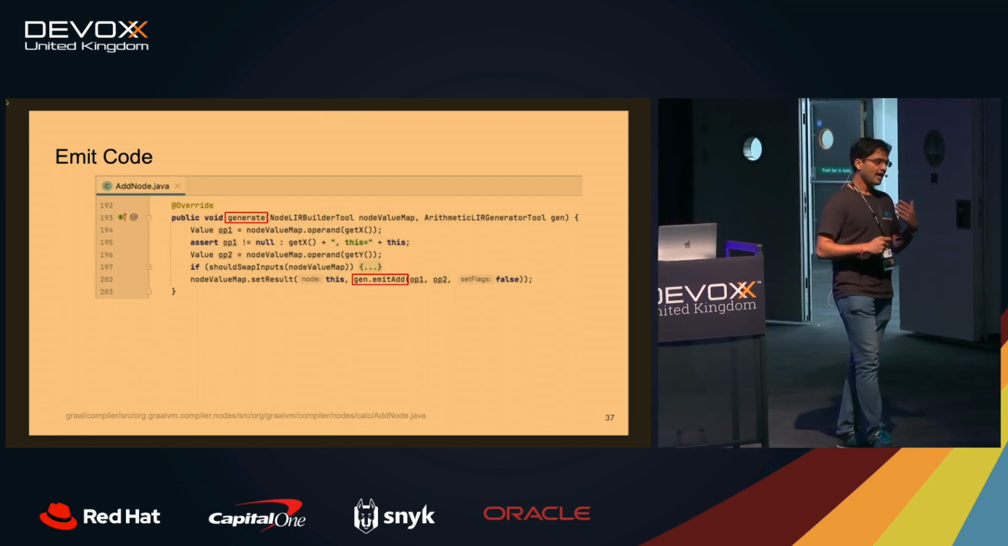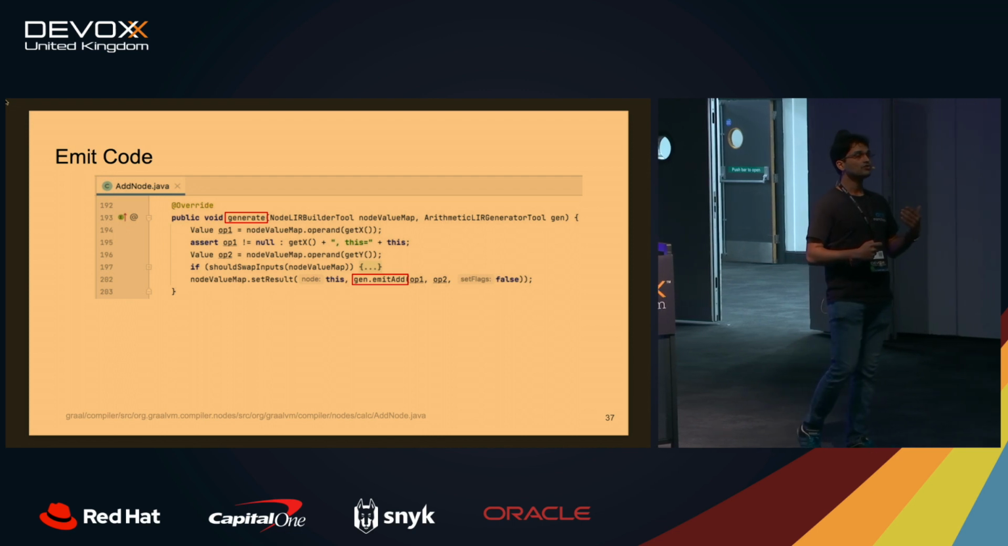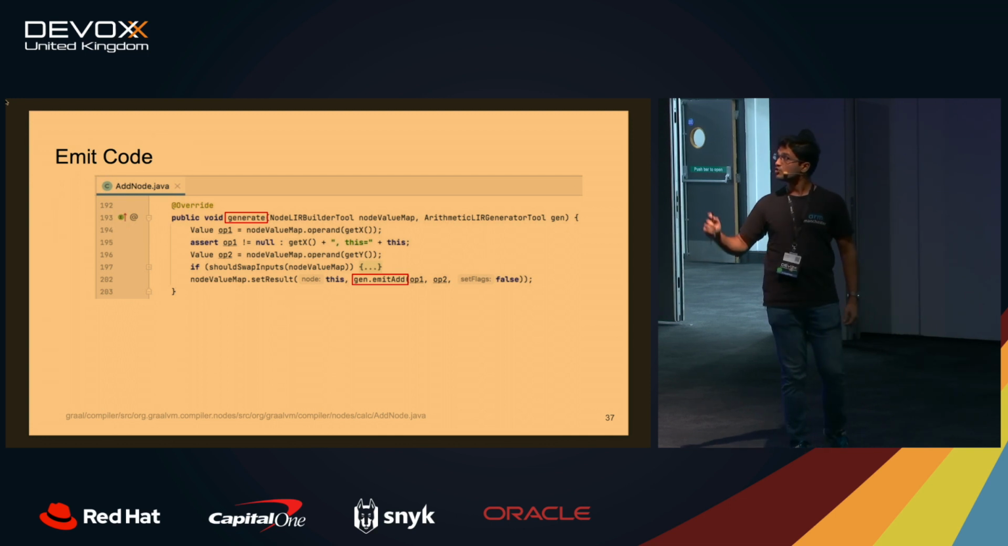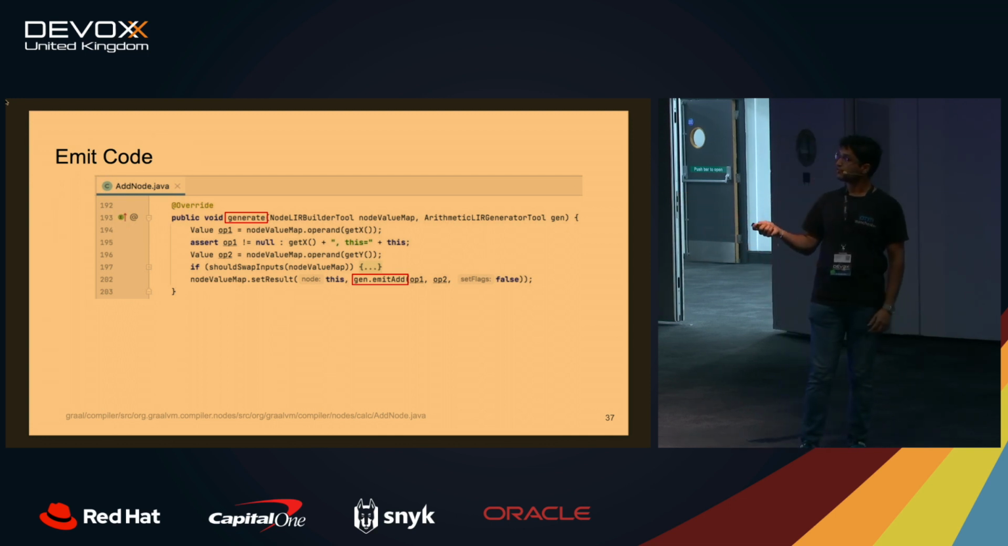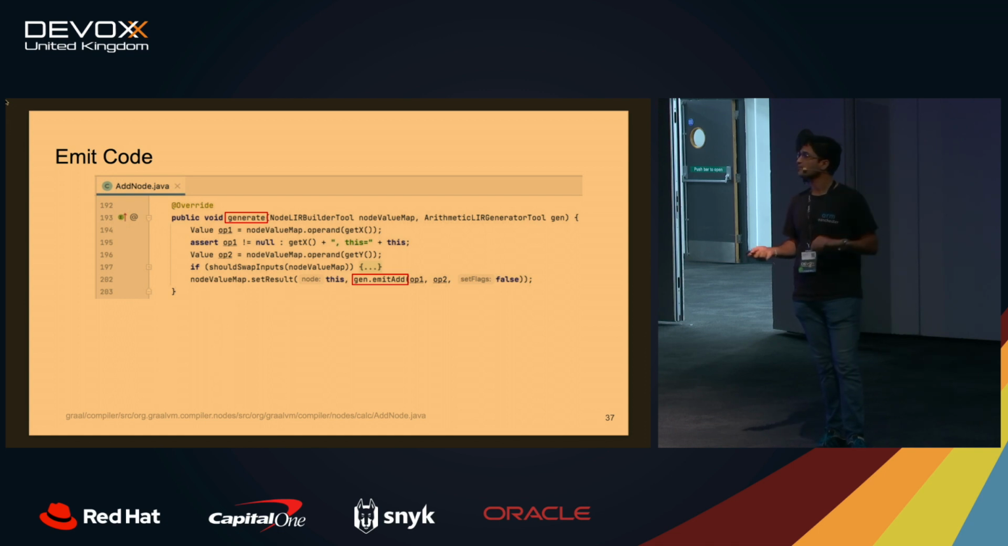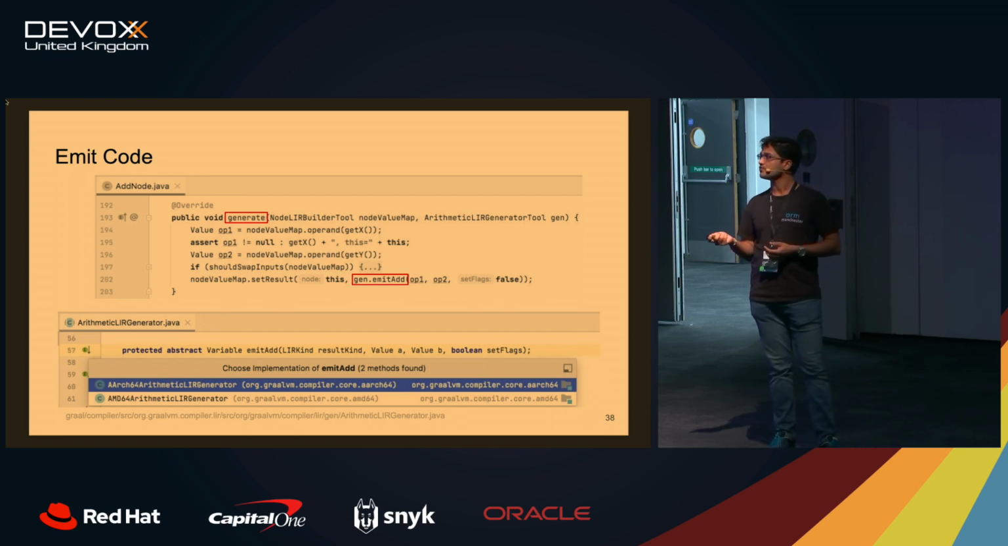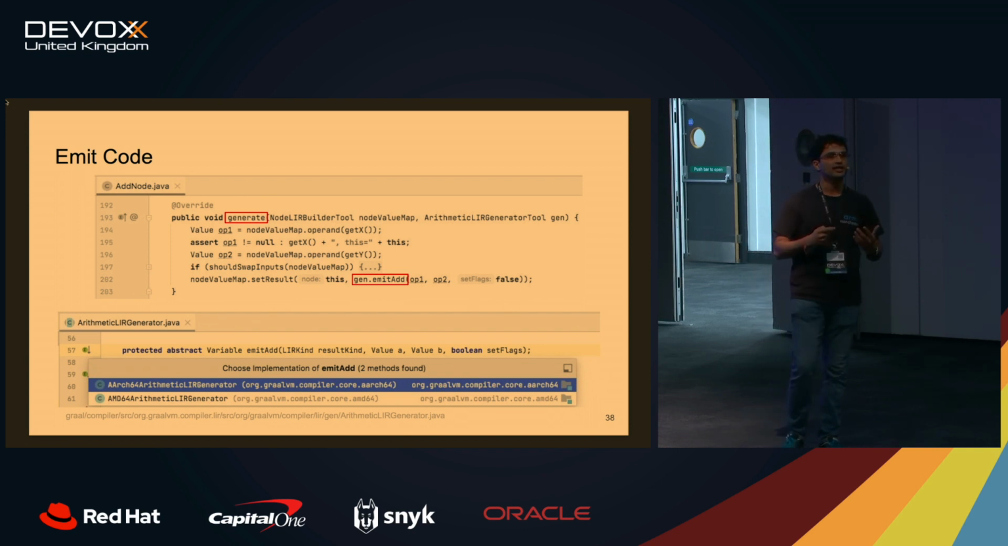Each node has a generate method. So now we want to see how this graph-based representation gets transformed into the assembly. If you go into the generate method for the add node, remember we are looking at the add node and we want to find that add instruction. If you go in there, you will find this gen.emitAdd, and if you try to see the implementations, you will find 2 implementations. One is AArch64 arithmetic LIR generator, and the second one is AMD64 arithmetic LIR generator.